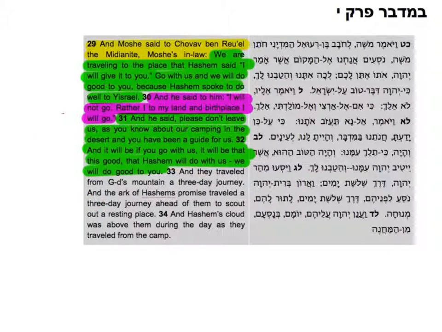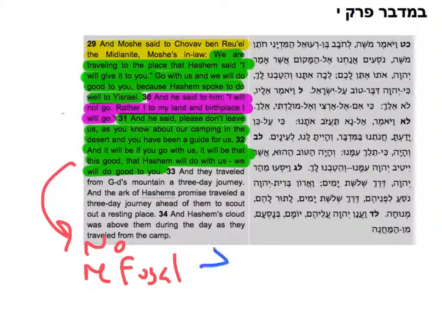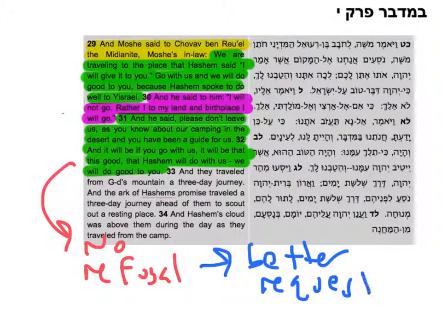Okay, but the second request has no refusal by Chovav. And the way we read that in class is that the second request was a better request than the first. It was better in terms of Chovav didn't say no outright. Now, he might not have gone with them, he might have, we don't know. But the point is, that's not about whether he said yes or whether he said no. The point was that Moshe Rabbeinu's request the second time was different.